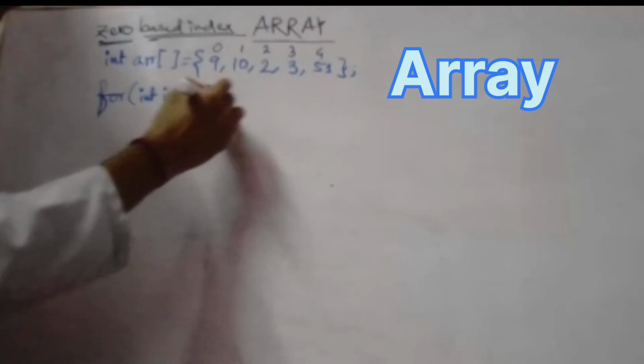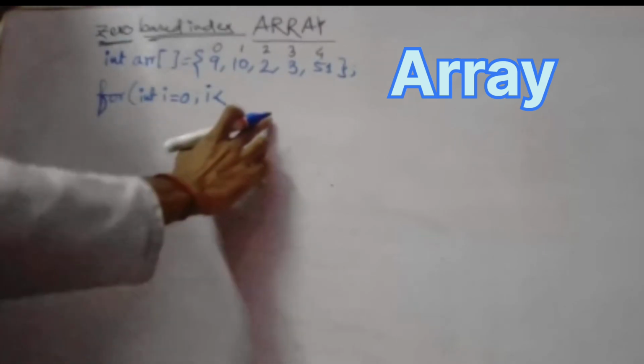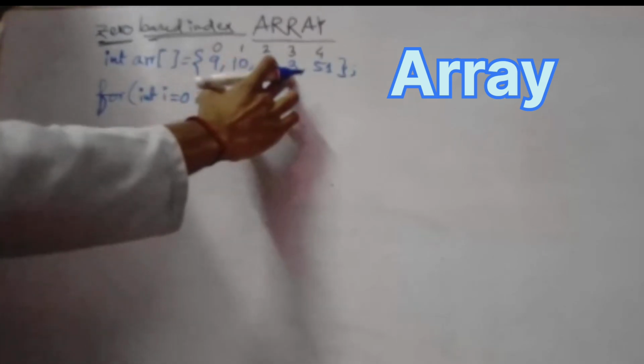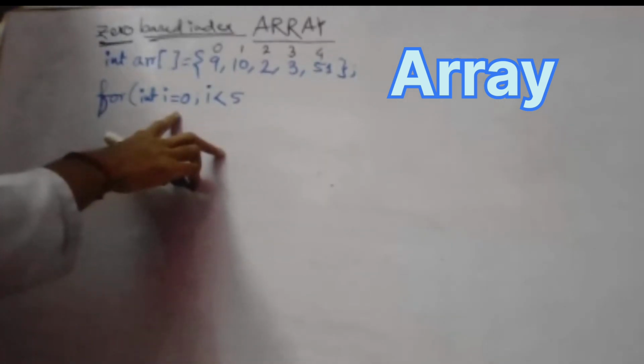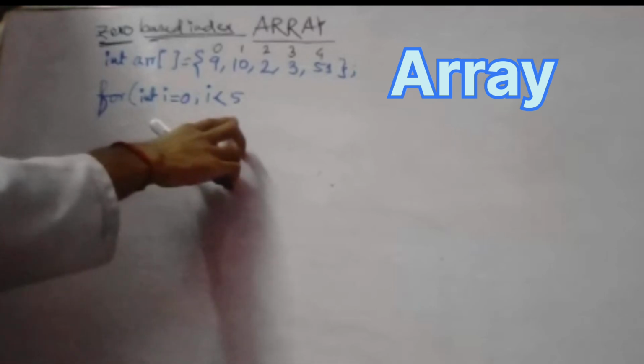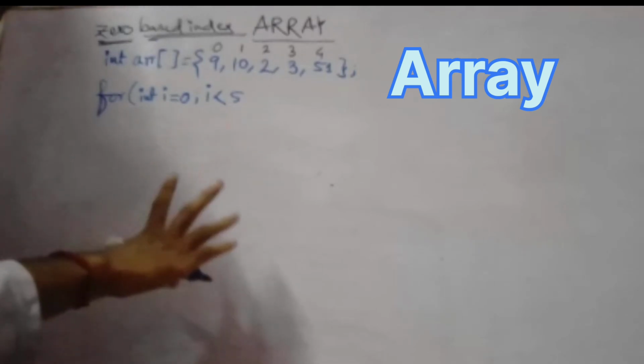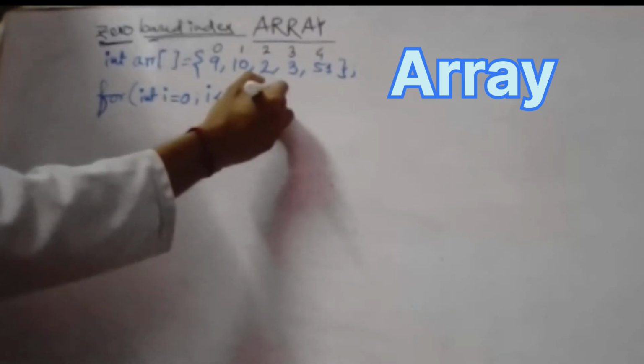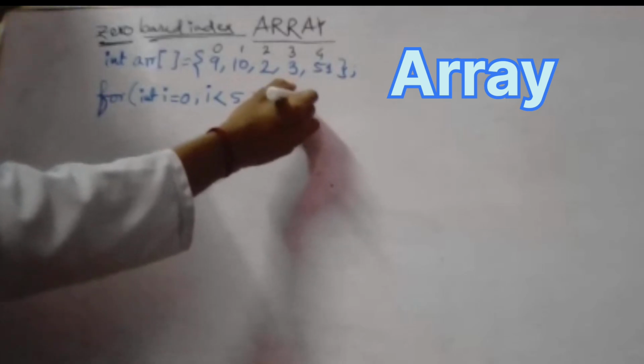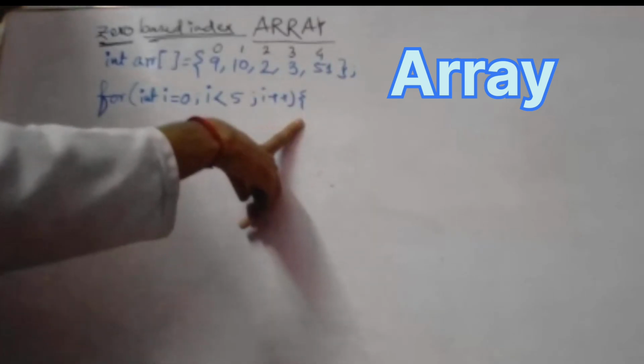Then the condition depends on the array size. What is the array size over here? That is 1, 2, 3, 4, 5. So the array size is 5, and i is less than 5, because we go from 0. So it will be less than 5, not equal to 5. Now the iterator increment, i plus plus. Then put curly braces.